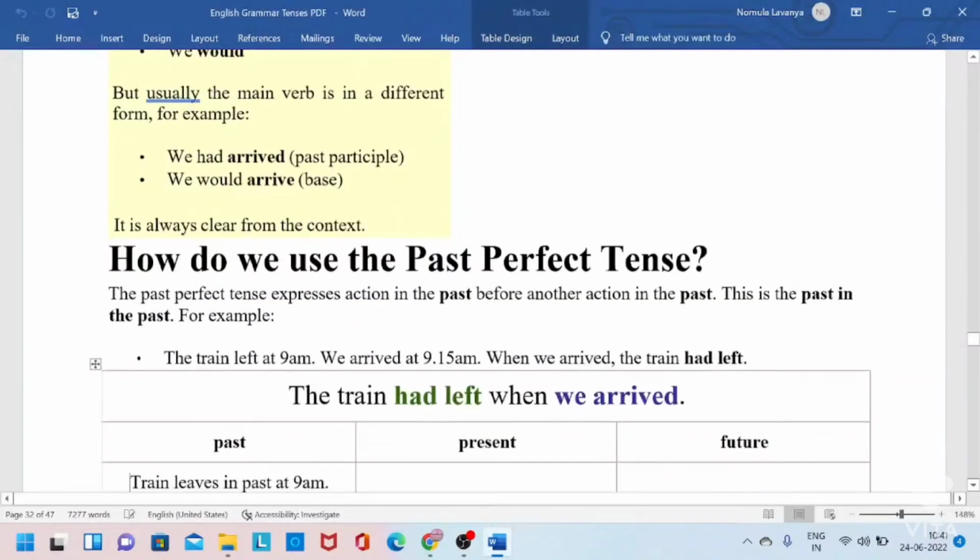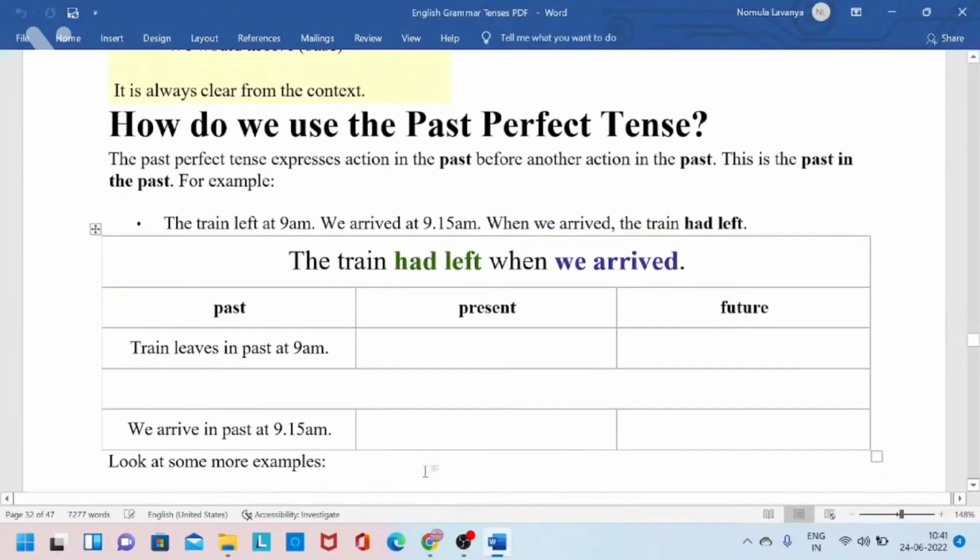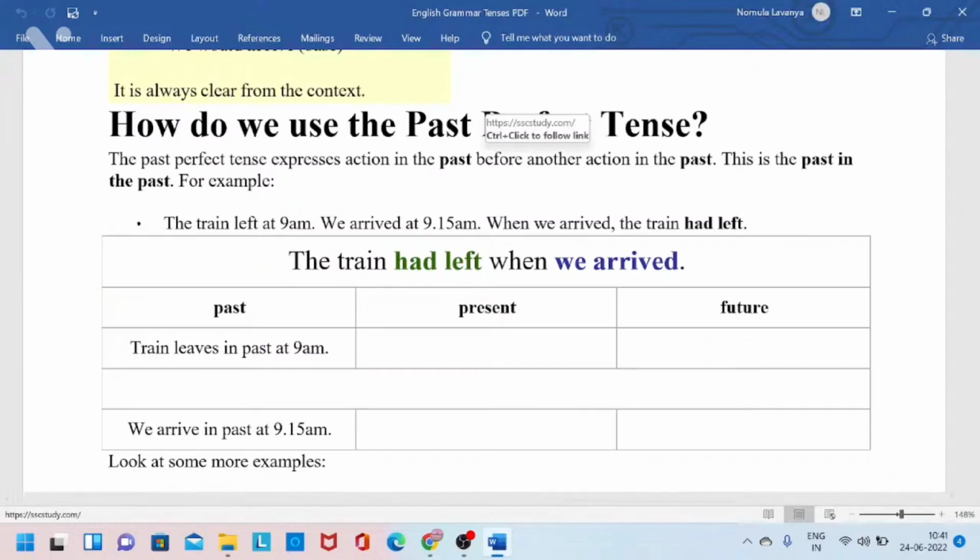How do we use the past perfect tense? Let us see the usage. The past perfect tense expresses an action in the past before another action in the past. This is a past in the past. The train left at 9 a.m. We arrived at 9:15 a.m. When we arrived, the train had left. So the train had left when we arrived.